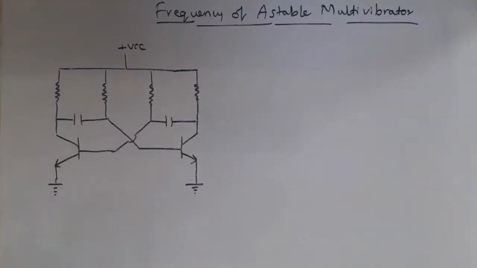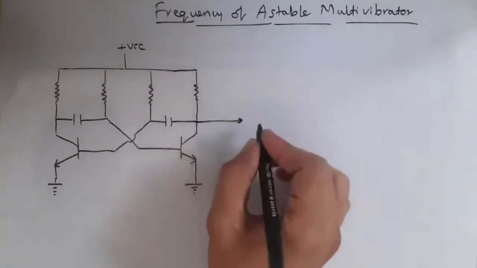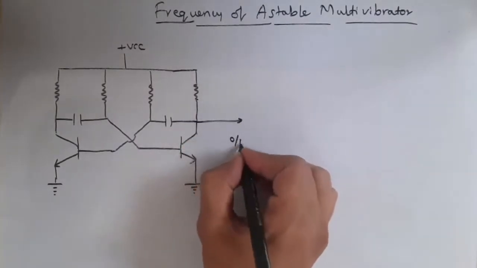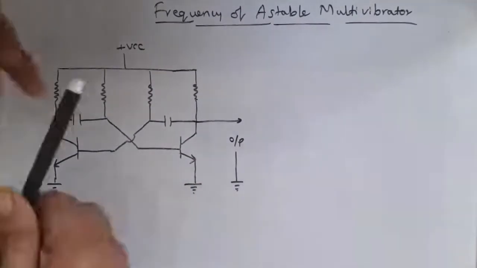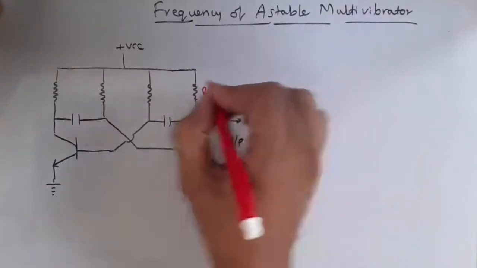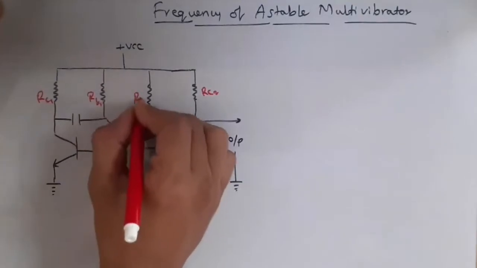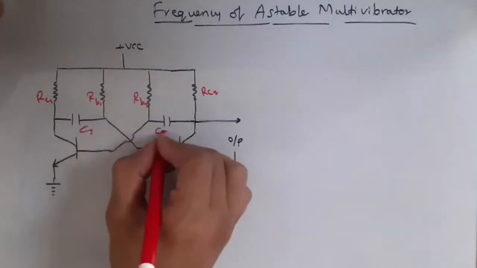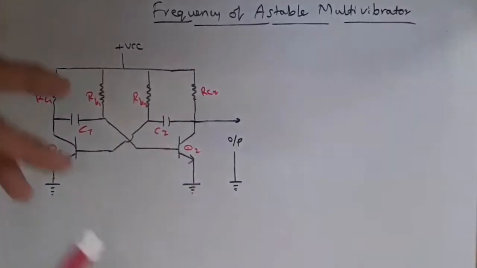Today let us find out the frequency of astable multivibrator. Here at this point we take the output. Okay, and let me write the components here. Here it is RC2, here it is RC1, RB1 and RB2. Here capacitor C1 and this C2, and we have transistor Q1 and transistor Q2.